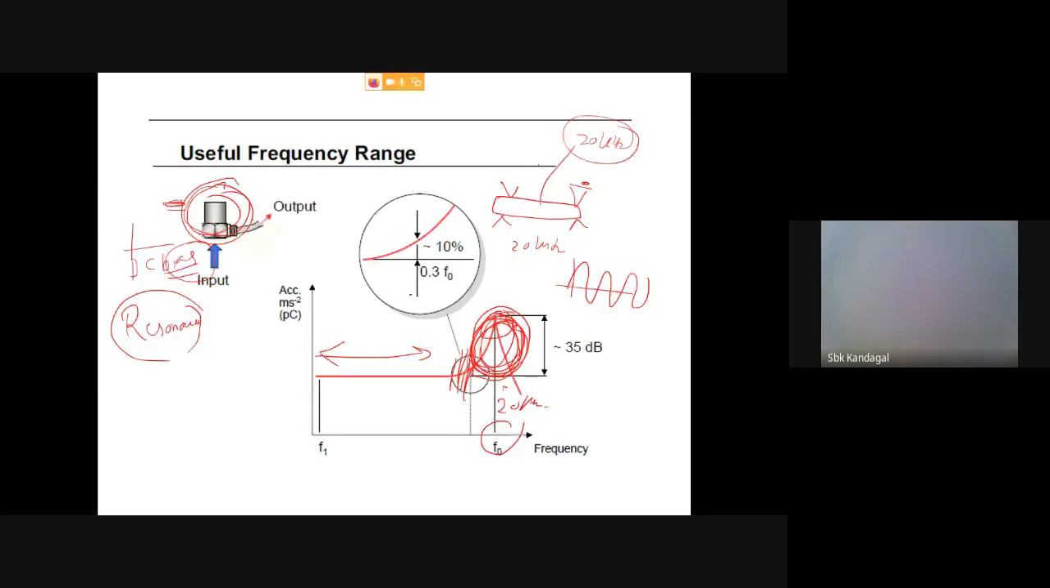So you should stop when there is a flat. This is the place where the accelerometer will not influence the structural vibration. The moment you start here, the structural vibrations will get influenced by the vibration of the accelerometer itself. That's the reason why this particular zone is not recommended. So let us say you may use up to 5 kilohertz. That is the best place to use it. You can use that only.